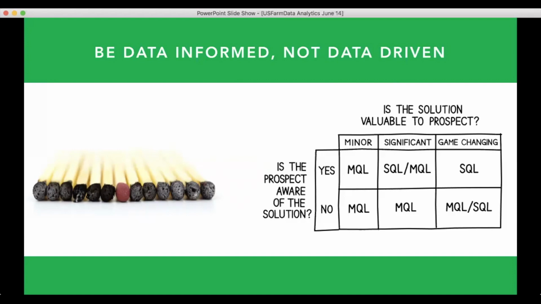So the lines that are separating that grid, right, is the prospect aware of the solution on the left, yes or no, and is the solution perceived as valuable to the prospect by the prospect, not by us to the prospect, but does our prospect actually agree with us, whether the change is minor, significant, or game changing? That's where the lines between the definition of those terms is where we get the most use out of analytics. So let me give you an example there.